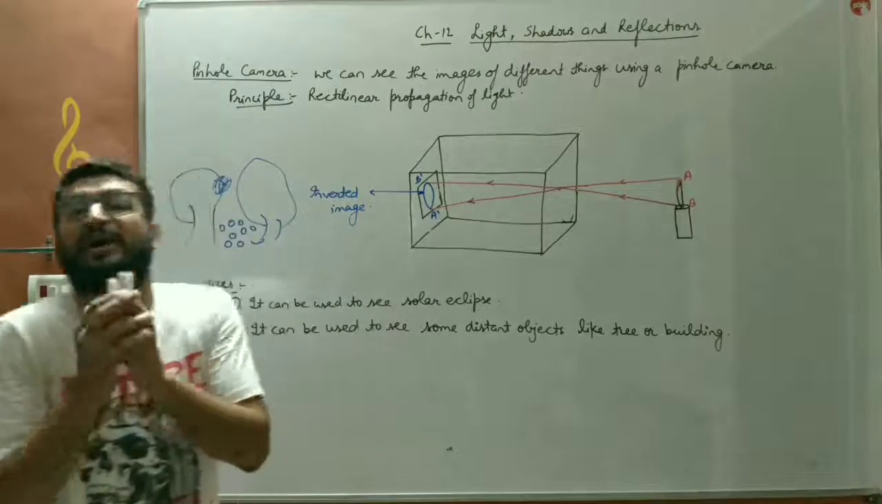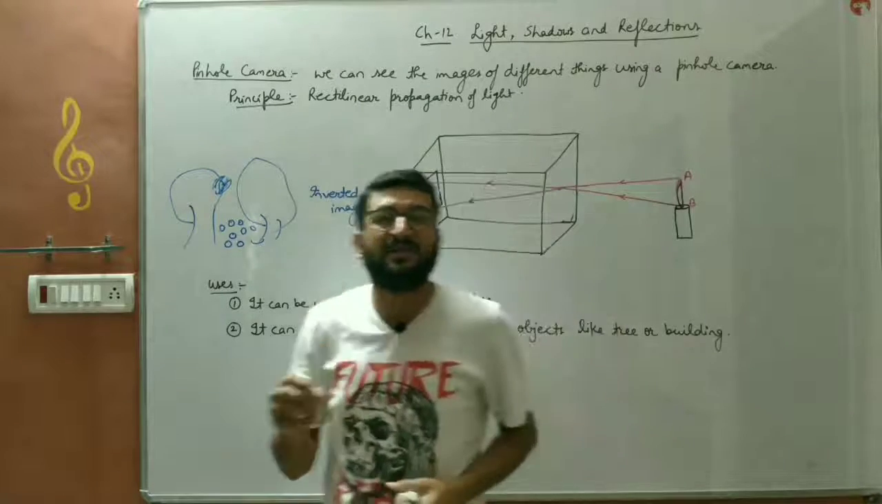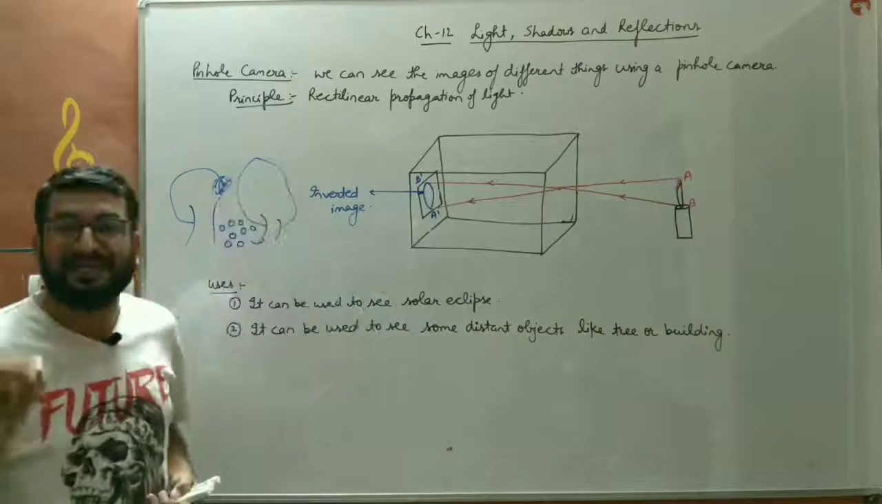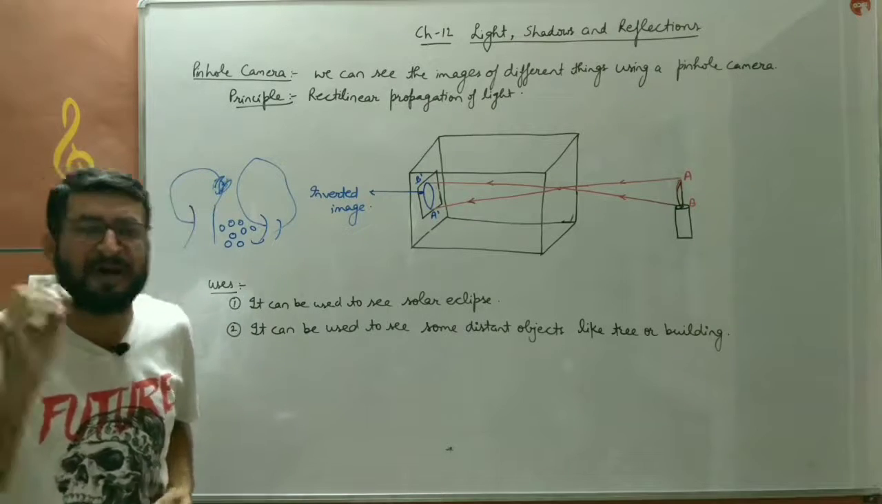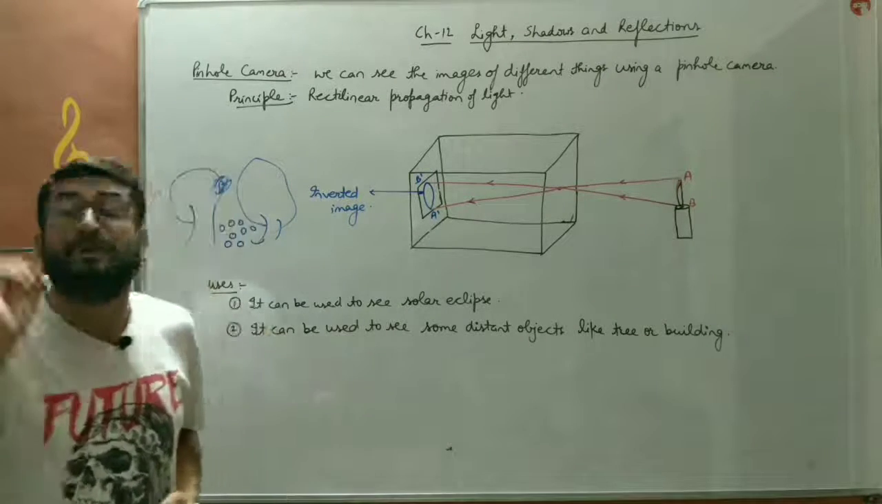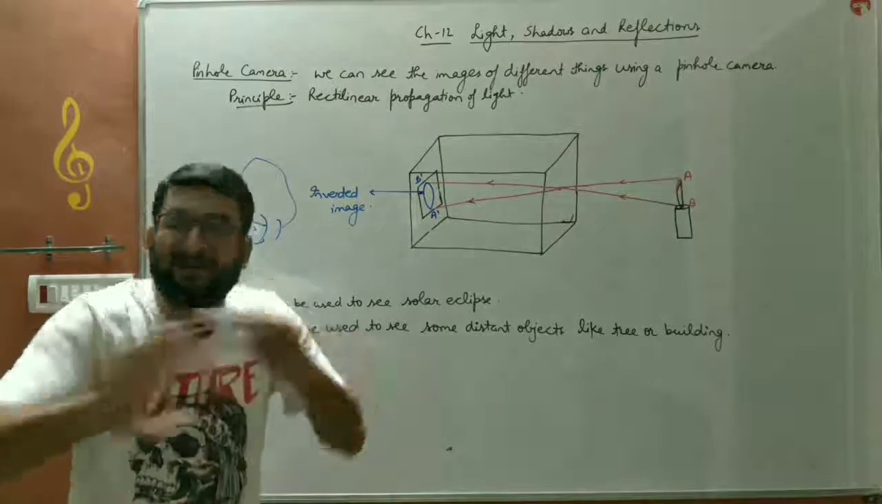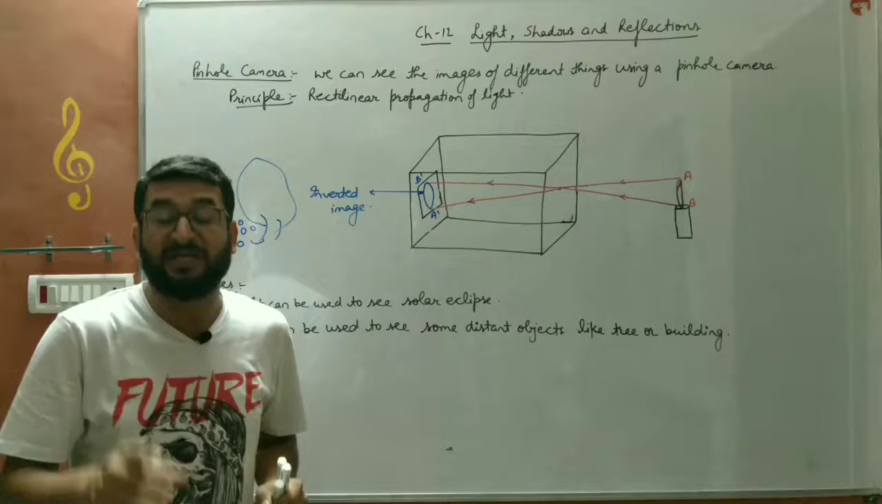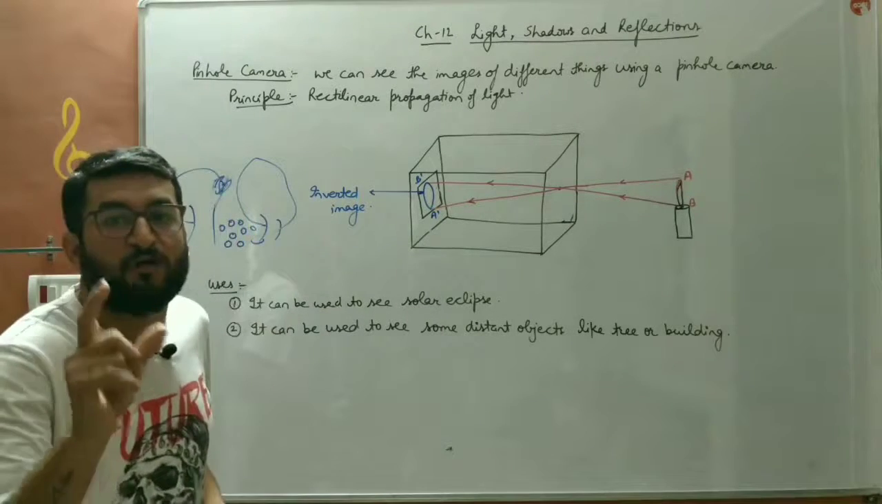I am explaining again, bache. A pinhole camera works on rectilinear propagation of light, that light always travels along a straight path. Second thing, a pinhole camera always forms an image, it never forms a shadow. It always makes an image, it never forms a shadow.